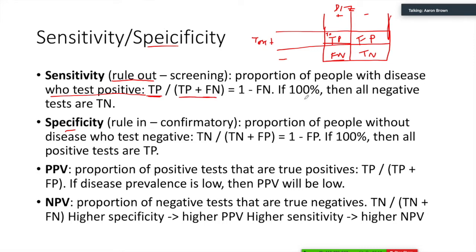And think about it, we want a test that is going to give us all of the people that have the disease. We don't want people with the disease to be left out. We don't want people with false negatives. If someone has the disease and the test is negative, that's not good. That's not a good screening test. That means that when we go out there and we test for, say, tuberculosis, that some of the people that are coming back negative actually have tuberculosis. That is not a good screening test, okay?